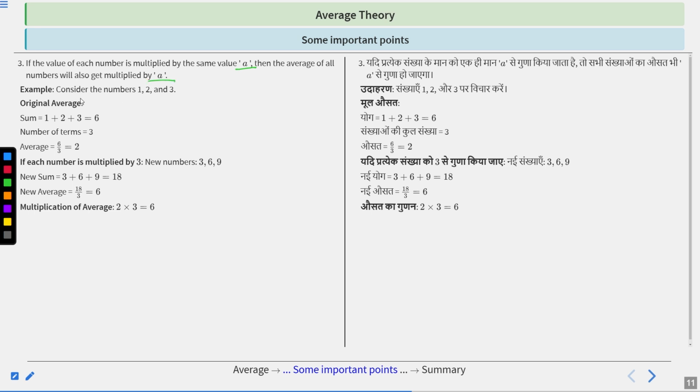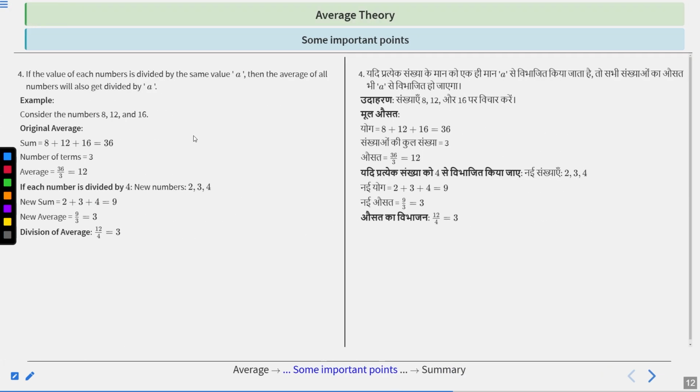Clear? For example, consider the numbers 1, 2 and 3. So the sum of 1 plus 2 plus 3 is equal to 6. Number of terms is 3. So the average becomes 2. If we multiply each number by 3, the numbers become 3, 6 and 9. Now our new sum will be 18 and our new average is 6. Clear? So we can easily identify that our new average is the old average multiplied by the same value a. Clear? Next one.